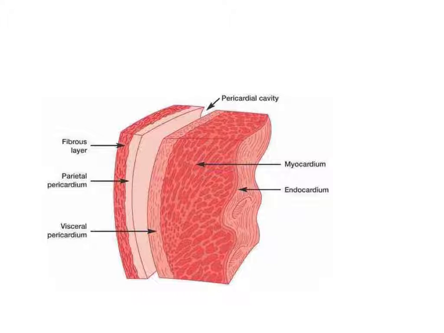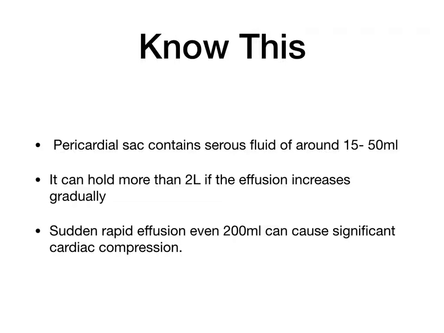Let's check the picture. Let's go from inside to outside. The first is the endocardium, then myocardium, then the visceral pericardium, then comes the parietal pericardium and the fibrous layer. The gap between the visceral pericardium and the parietal pericardium is called the pericardial cavity. The pericardial sac or cavity contains serous fluid of around 15 to 50 ml.